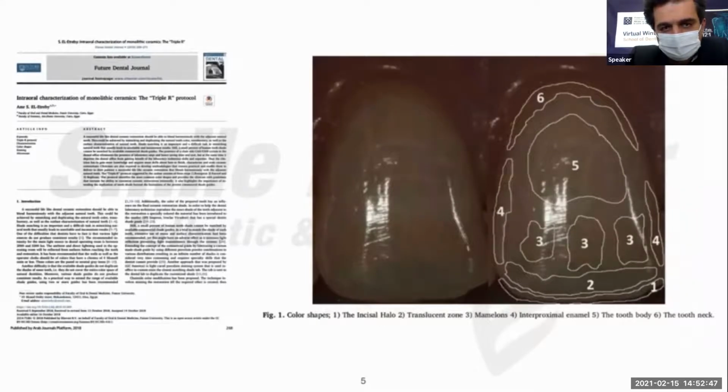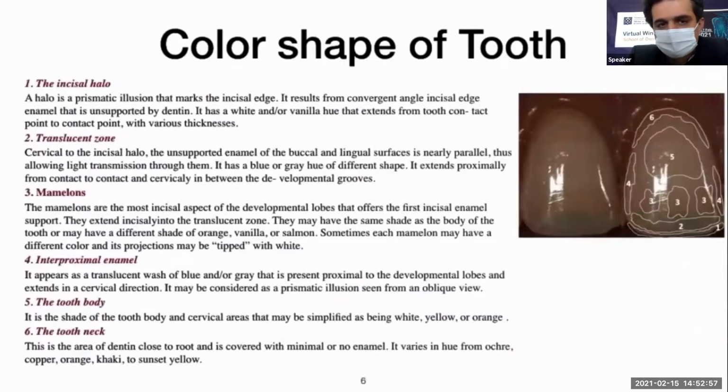In this paper from Dr. Amr Eterbi in Cairo, the color shape or shade mapping is explained in a summary that is useful. He divides the tooth into 6 parts based on different translucency. The incisal halo, you can see it at the edge of the incisal. The translucent zone in the middle third of the incisal. Mamelons are at the bottom of the incisal edge and are dentine horns among the incisal enamel.